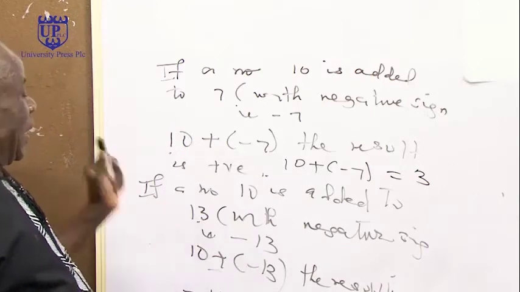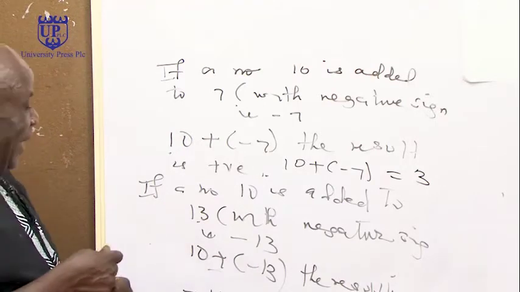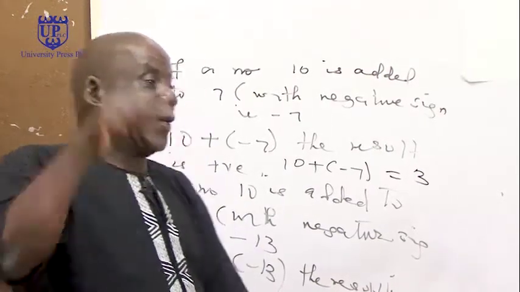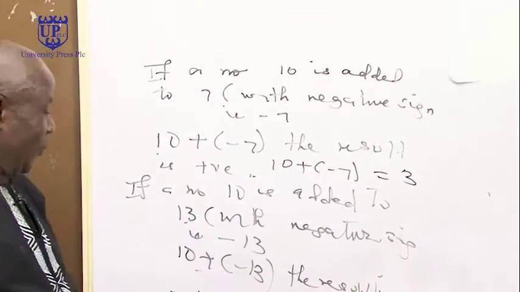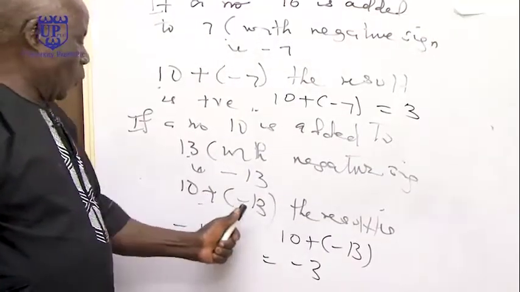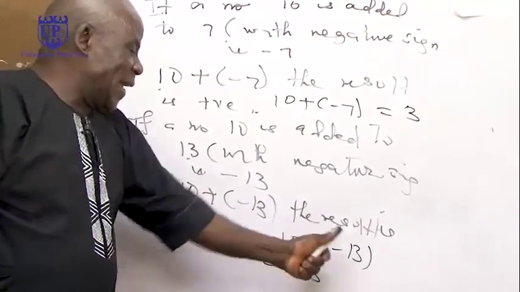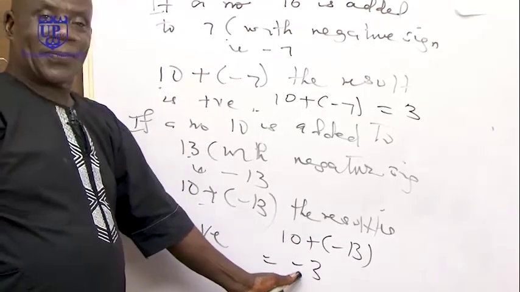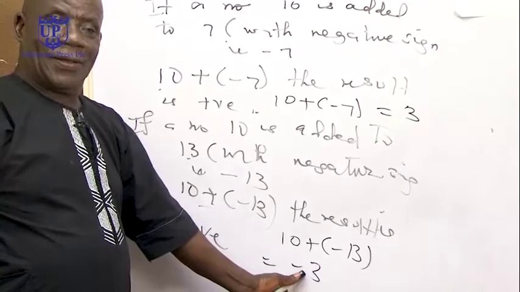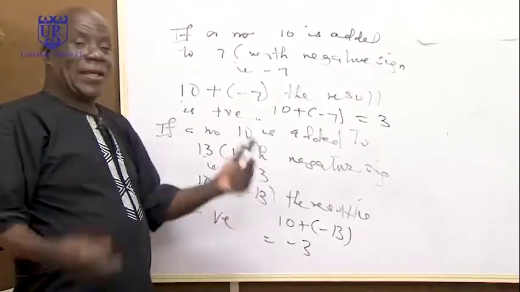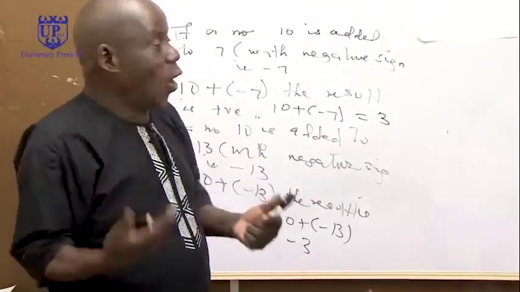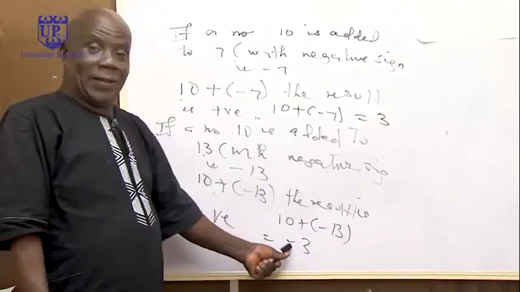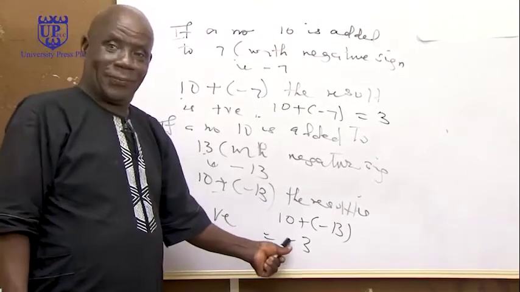Now the second one. If the same number 10 is positive and is added to another integer 13 which is negative, that is 10 plus minus 13, you are going to get a negative number. 10 plus minus 13 is -3. It's like having 10 naira and you owe another person 13 naira. The money in your hand will be 3, which is -3.